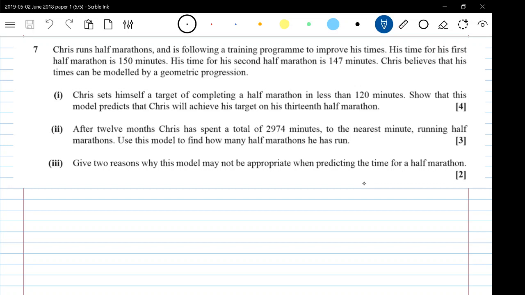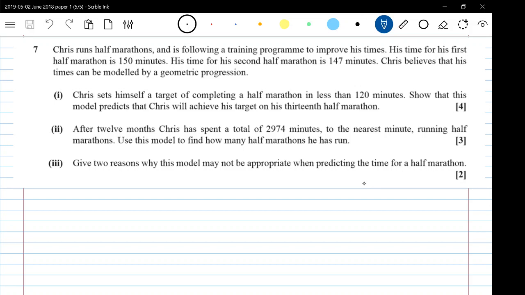Of course they can. Chris sets himself a target of completing a half marathon in less than 120 minutes. Show that this model predicts that he'll achieve his target on his 13th half marathon. Okay, I would prefer to do this question as, I don't know that it's the 13th. I'm going to show that n equals 13 and do it that way. Although you could just test out some numbers and show that it works with particular numbers.